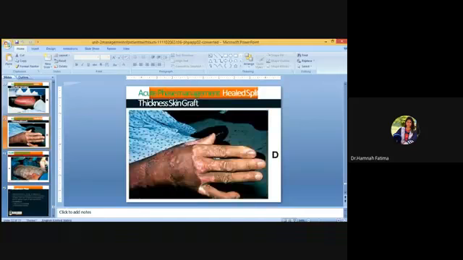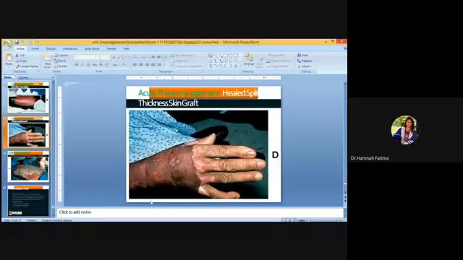This is showing the split thickness skin graft. If you're looking at this, this is a graft. Graft can be taken from the nearby skin area. There is also a harvesting technique for this.